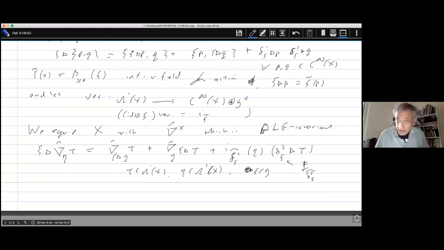So now I'm ready to define a Poisson principal bundle. Okay, so now suppose X to X mod G is a Poisson principal bundle first. Ordinary, it's a classical principal bundle.